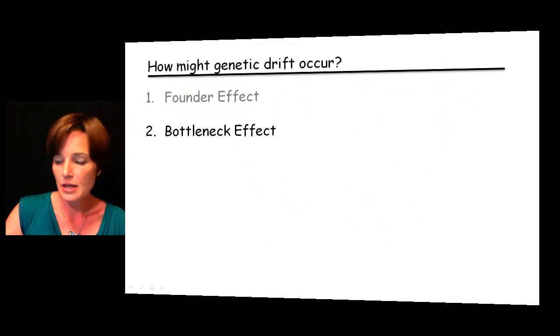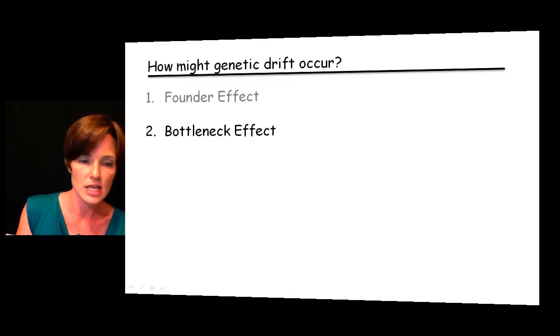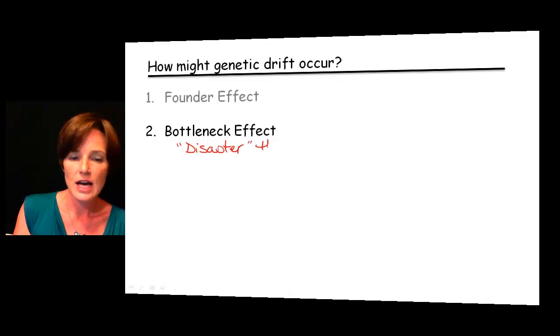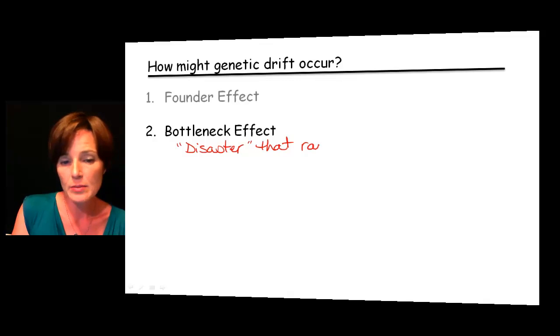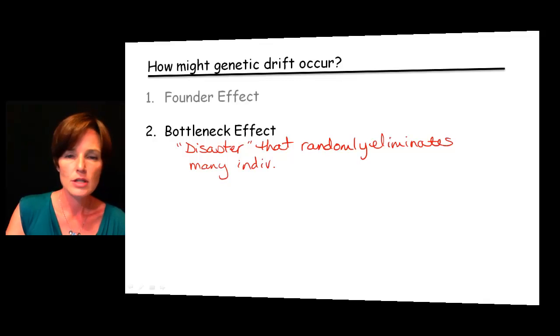Sometimes this is called bottleneck. But when we take the term bottleneck, bottleneck is really referring to the fact that there may be some kind of a disaster taking place. So with bottleneck, there's a disaster that pretty much randomly eliminates many individuals. If we had a flood, we would expect a lot of individuals to be killed. If you had an earthquake, a hurricane, something along those lines, we would expect to have many individuals just randomly killed off.